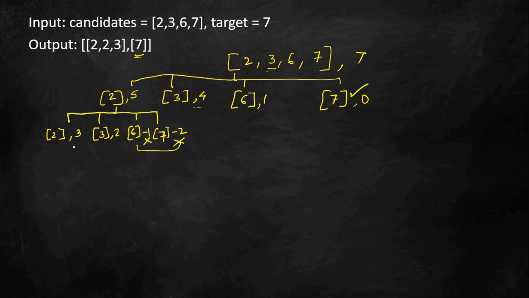So here also again I will have 4 options. Again I can add 2. If I add 2, then 3 minus 2 is 1, so my remaining target will now be 1. If I add 3, then 3 minus 3 is 0.